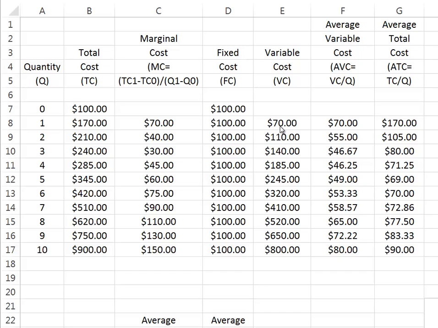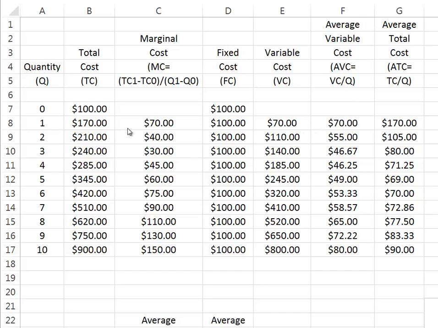Variable cost. Well, one way of finding variable cost is by taking the 170 minus your fixed cost. 170 minus 100 is 70. 210 minus 100 is 110. Well, 900 minus 100 is 800. Pretty easy. Now, the next one is average variable cost, which is our variable cost divided by quantity.